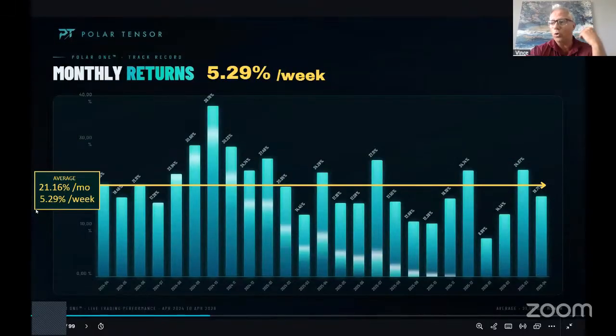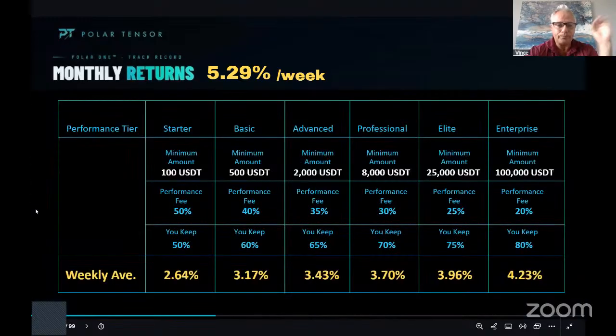Now we're going to work off the number 5.29% per week, because that is the average the company is making. Some weeks are higher, some weeks are lower. So these are the different tiers. You can see starter, $100. Starter is $100 to $499.